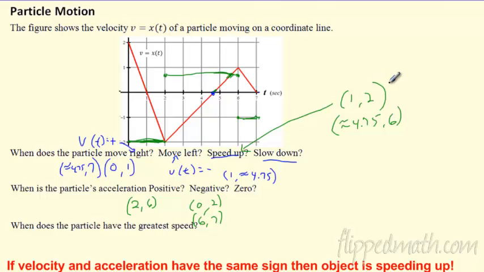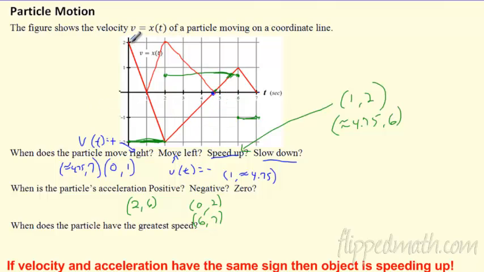Whew, I feel like I'm throwing a ton at you. Going fast, we're going to have to work problems. You really just got to get in there and work problems. When does the particle have the greatest speed? So speed is velocity. What does that mean? Well, speed is the absolute value of velocity. So if I take the absolute value of this graph, it would be this. This would be the speed graph. Just cover up that bottom there, and it would be that.